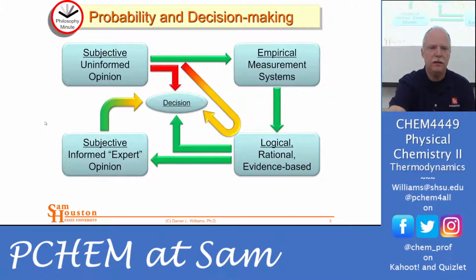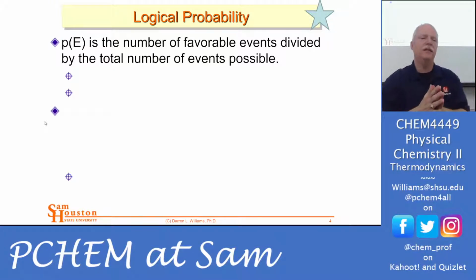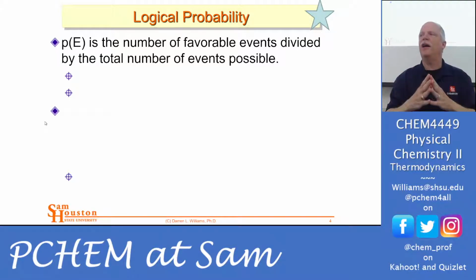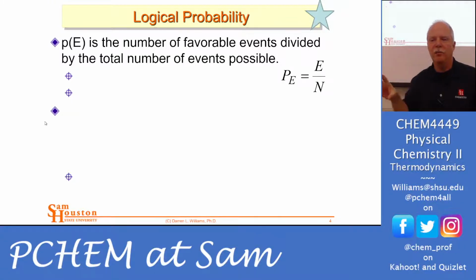And so let's just, let's see, okay. So looking at the numerical side of things, logical probability, this P of E, that's that P value. And we talk about that in our ANOVA outputs and so on. We have these P values. And so that P stands for probability. So this is the probability of event E happening. And that's the number of favorable events divided by the total number of events possible. So there's our equation. Our probability of a particular event is the number of those events over the total number.